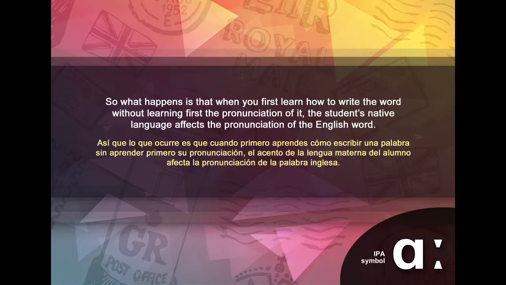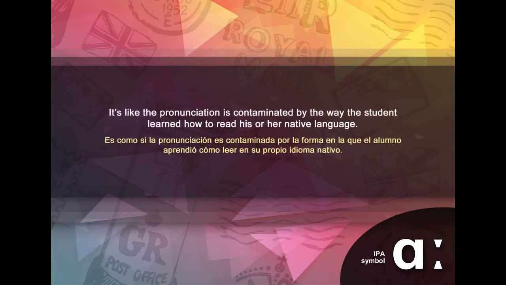So what happens is that when you first learn how to write the word without learning first the pronunciation of it, the student's native language affects the pronunciation of the English word. It's like the pronunciation is contaminated by the way the student learned how to read his or her native language.